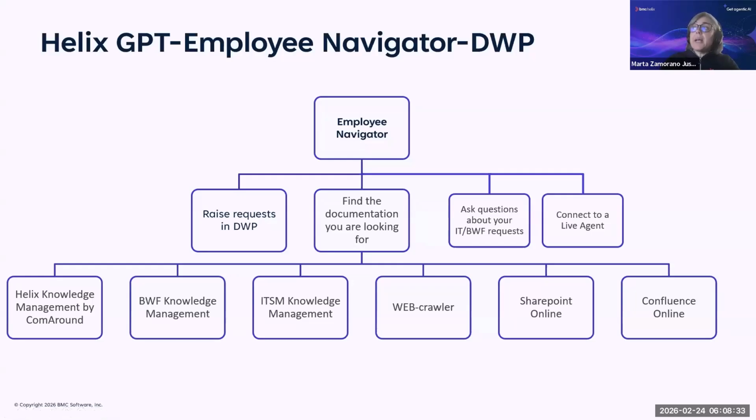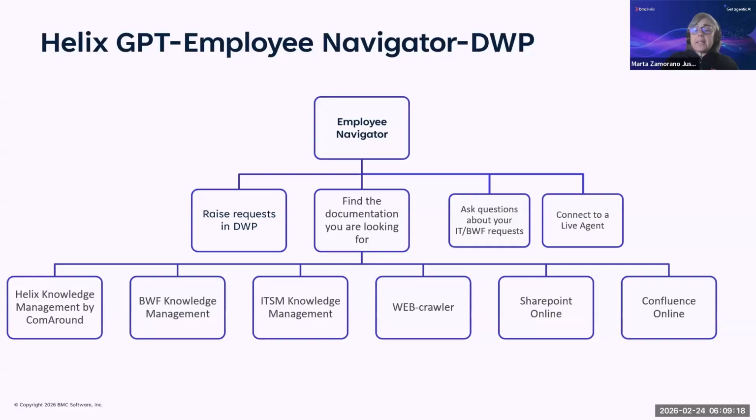So this is like a diagram, a schema from Employee Navigator, the things that we can do from here. One is raise a request in Digital Workplace. The agent will go question by question in the request for the end users to fill out what is needed in natural language. Find your documentation, that is your knowledge articles. So there are different sources. We will cover this later. Agents will do a summary of the information and offer the links to read the complete documentation. If you don't find the answer, then you can connect to a live agent.